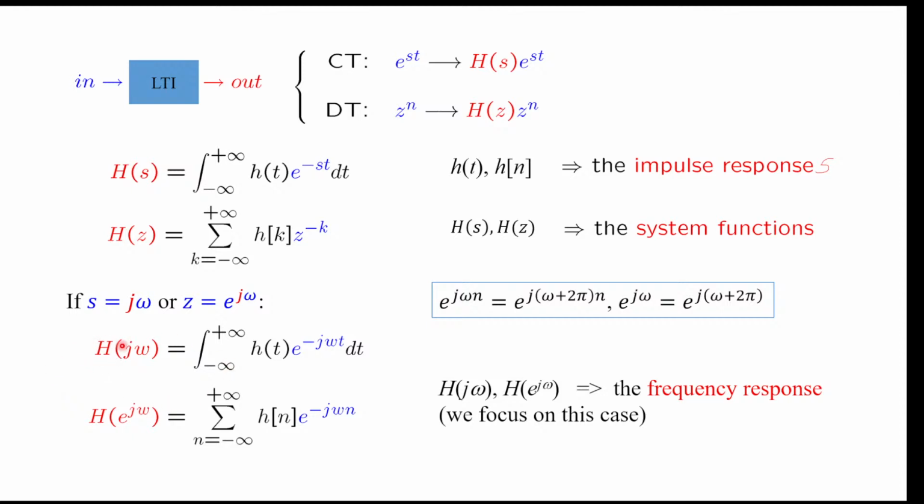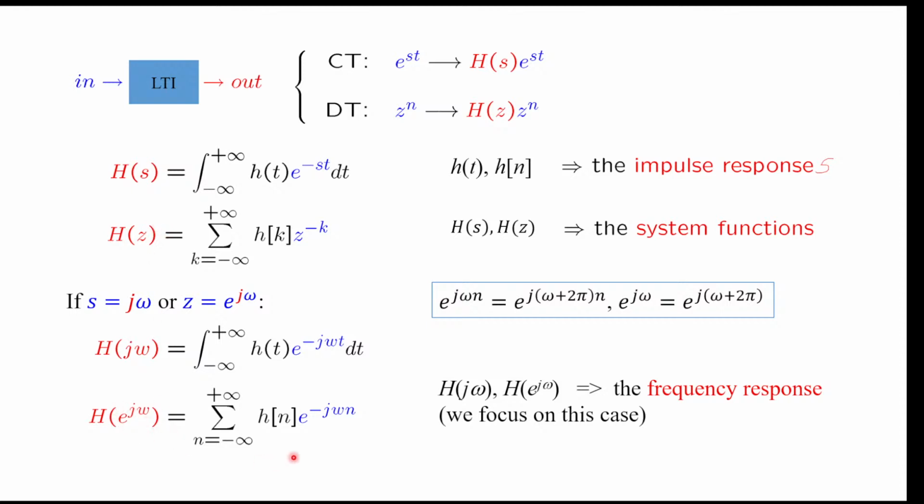Right now we might ask why we don't just write j omega. I guess the answer for now is that we are actually thinking of this H as a function of this complex number s, for this e to the st, and we are just restricting to a case where s equals j omega, and here we are restricting to a case where z equals e to the j omega.